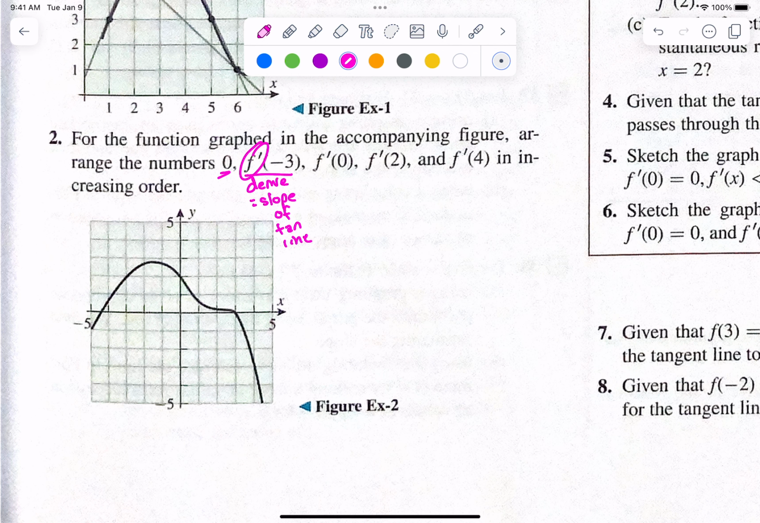Negative 3 is right here, and I want his slope-ish. Then f prime of 0, his slope is going to be like here. At 2, this guy right here, maybe slightly downhill. And at 4, his slope is like this right here. So we're looking at those 5 numbers.